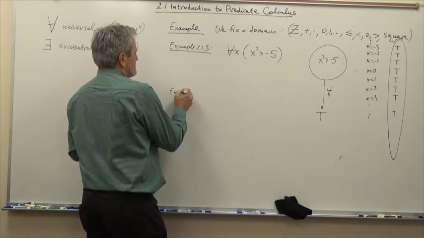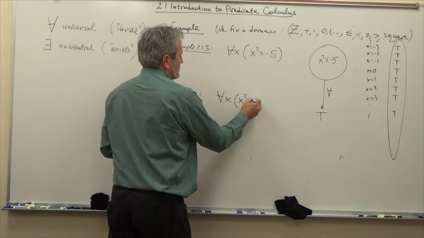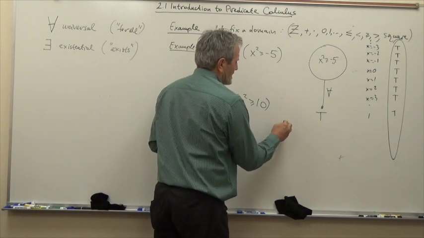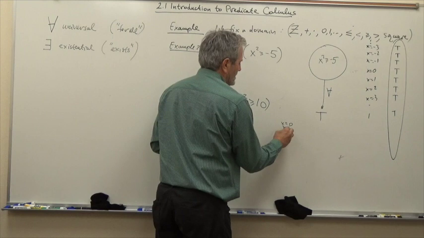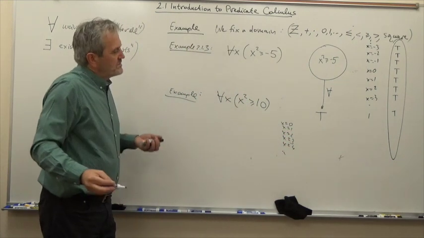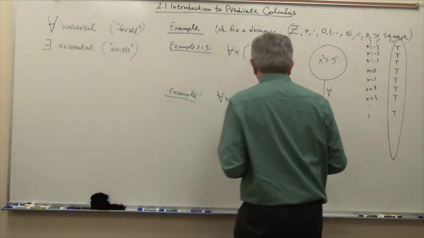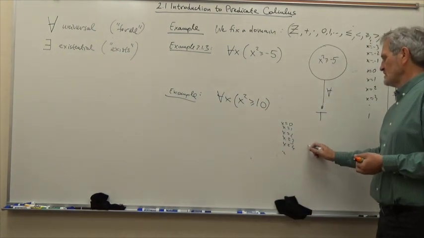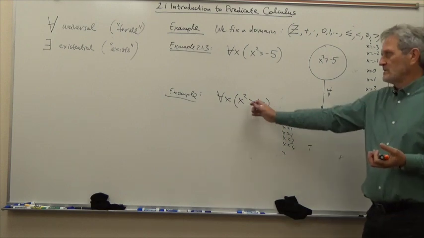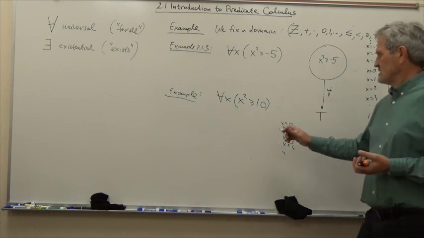Next example. If I say, for every x, x squared is greater than or equal to 10, then what do you do? You start again: 0, 1, 2, 3, 4, and so on. Let me just start from 4, pretending that we don't know what's going to happen. If x equals 4, 4 squared is greater than 10, so I get true. I keep trying to justify it, but if I put 3, I get false. Here I stop, and I say that this statement is false.